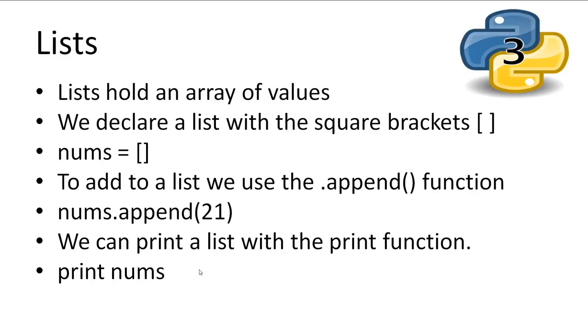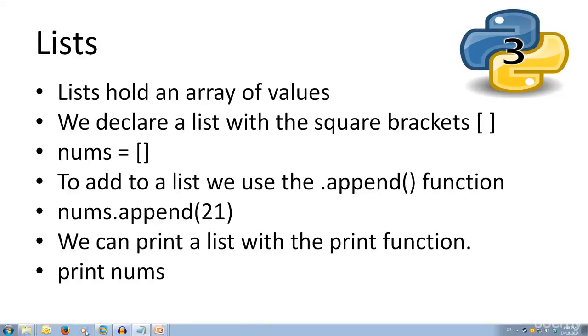To create a list, we declare it with the square brackets, and then we can add to the list with the .append function. So let's say the list nums .append, and we'll give it the value 21. So we're storing the integer 21 inside nums. And then we can print the list with the print function. So let's go try it out.